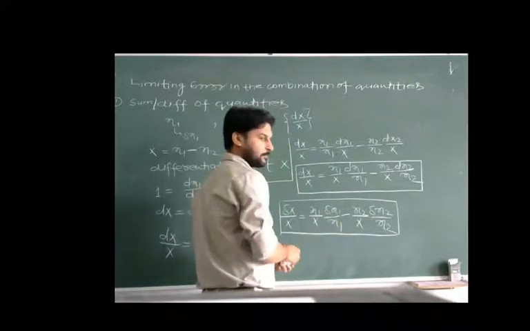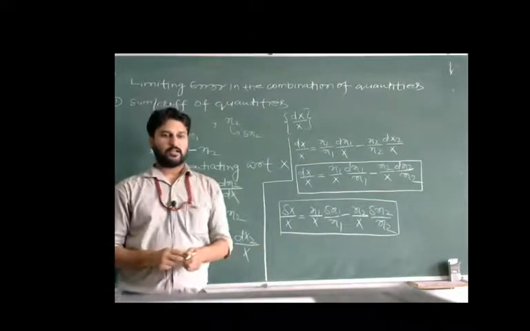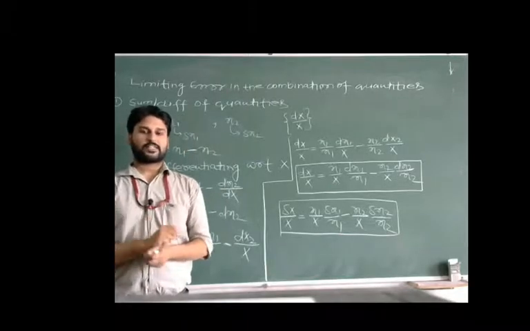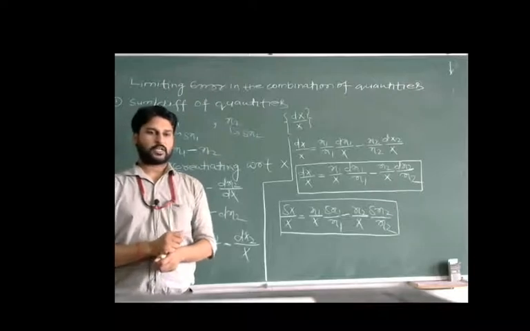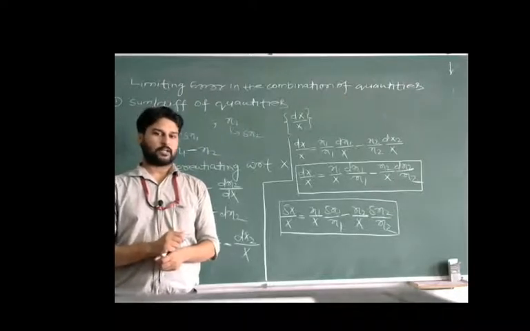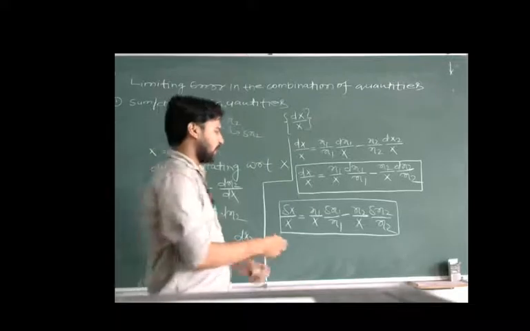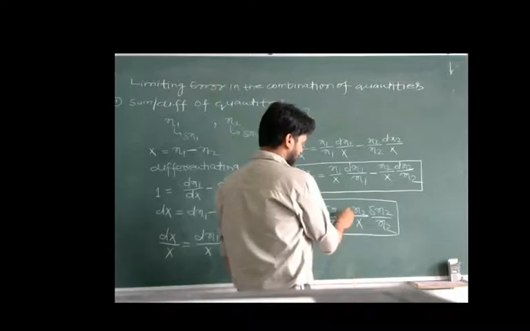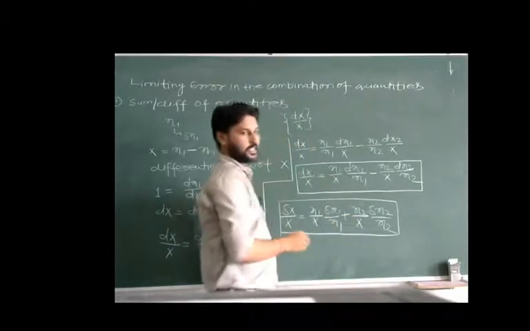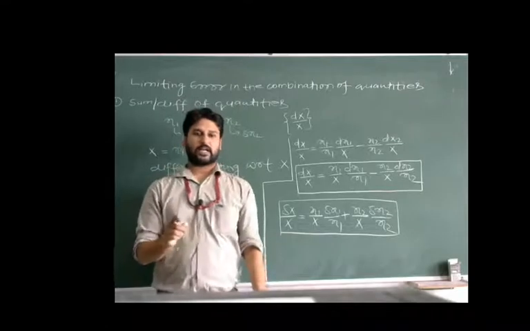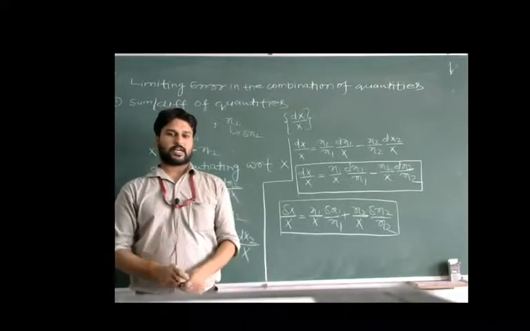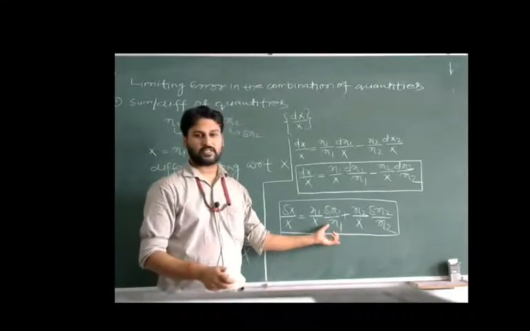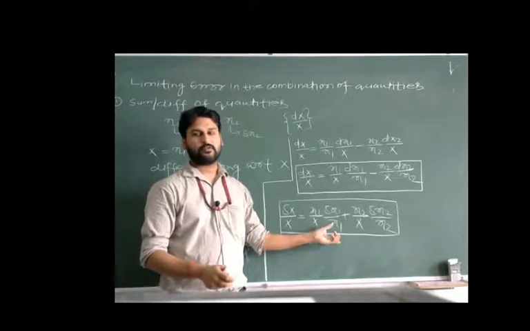But what is the maximum relative limiting error in the capital X? When x2 is subtracted from x1, what is the maximum relative limiting error? Maximum error is when del x2 over x2 is negative. When the error is negative, then this will become positive, and we will consider the worst case. The maximum error that can occur when two quantities are subtracted is the same result as when they were added.